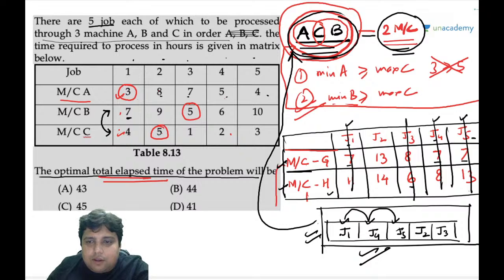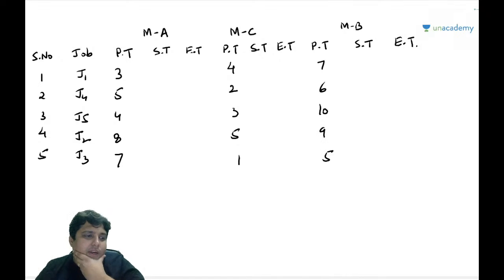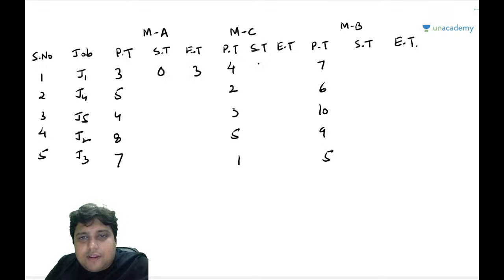So 7, 6, 10, 9, 5. I hope it is correct now. So now I will be writing 0, 3, 3, 7, 7, 14.